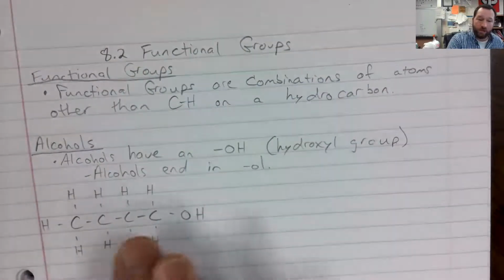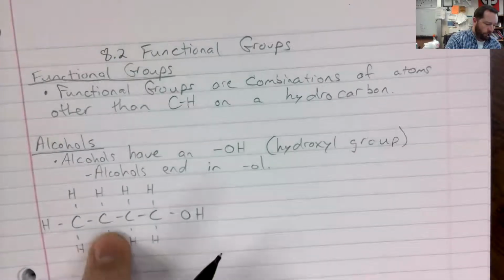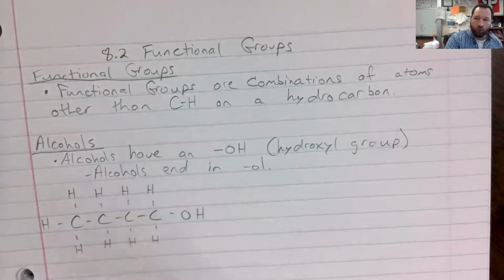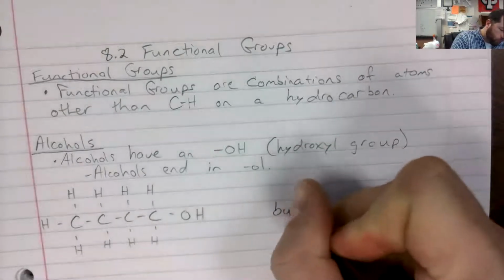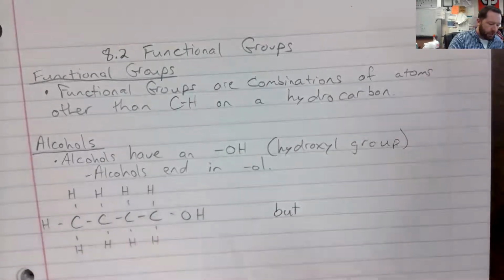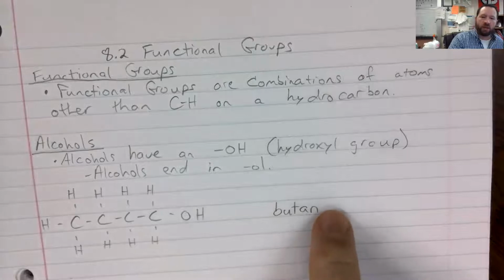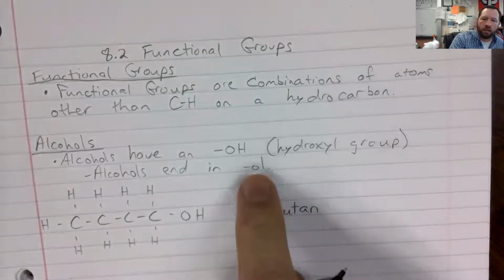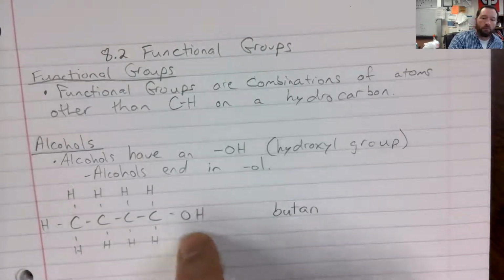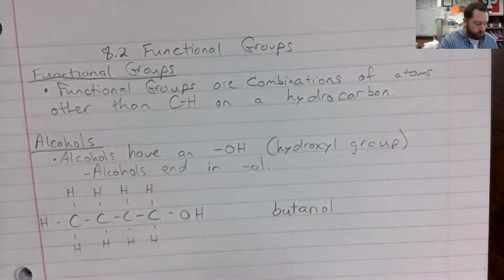Now, when we come to name this structure, again, it's going to be the exact same as what we have been doing. Our base is going to be how many carbons we have. I see 4. So our prefix for 4 carbons is but. All single bonds between those carbons, so AN, butane. But instead of putting an E, we're going to change the ending to OL because of the alcohol. So this is butanol.